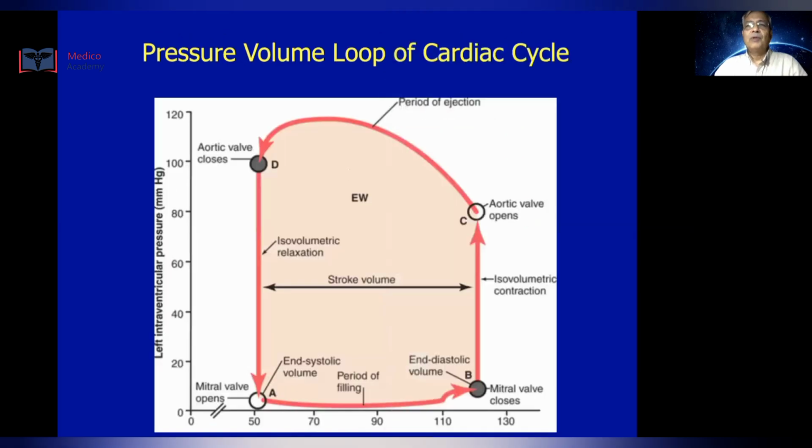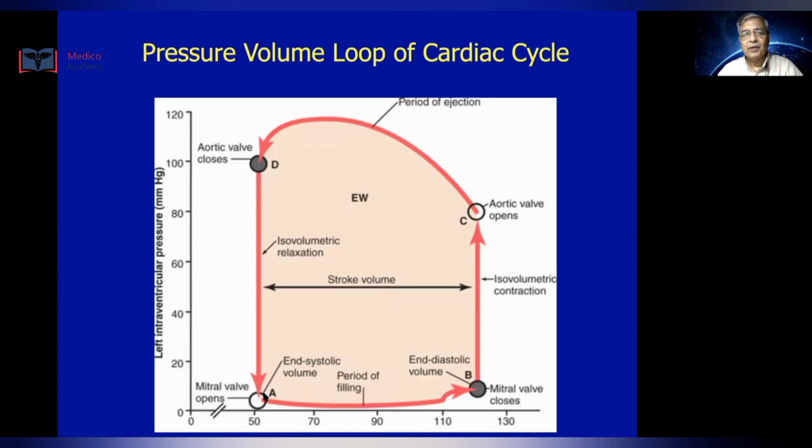Coming to the pressure volume loops of the cardiac cycle. This is again very important, because unless you understand the pressure volume loops, it is difficult to understand how the heart behaves in the cardiac cycle with various lesions. Remember, the volume loop starts here. This represents the end systolic volume. The end systolic volume is about 50 to 60 ml, and this is the period of diastole.